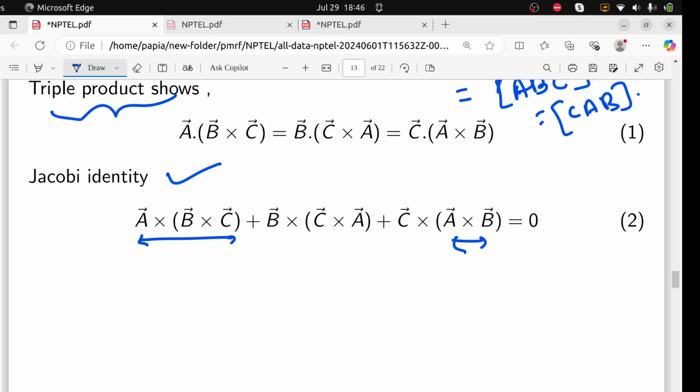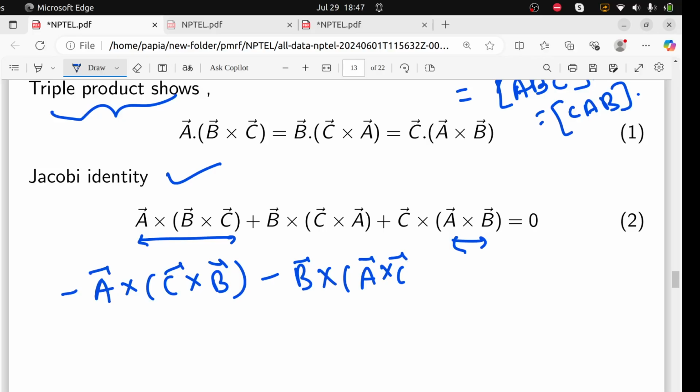So if I want to write it again, A cross C cross B will be a minus, here minus B cross A cross C, minus C cross B cross A equals 0. Then if I take the common minus, all of this will come as plus. That is different, but you should keep in mind that A cross B equals minus B cross A. That is very important.